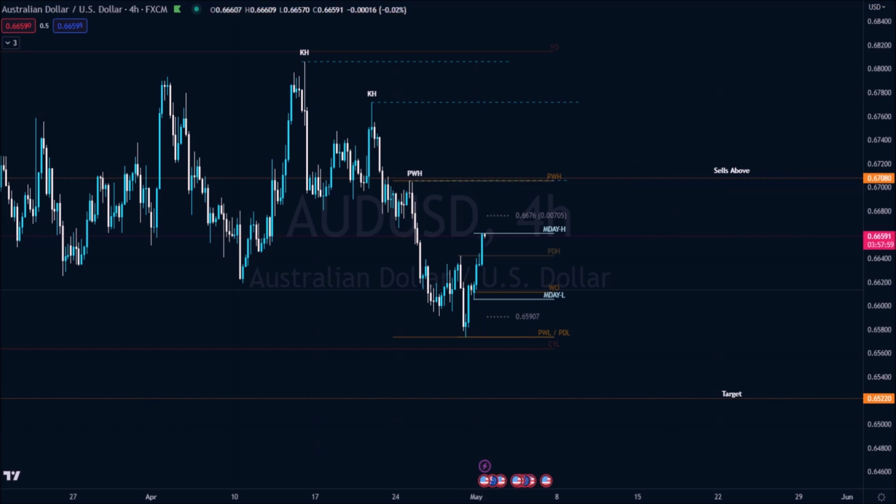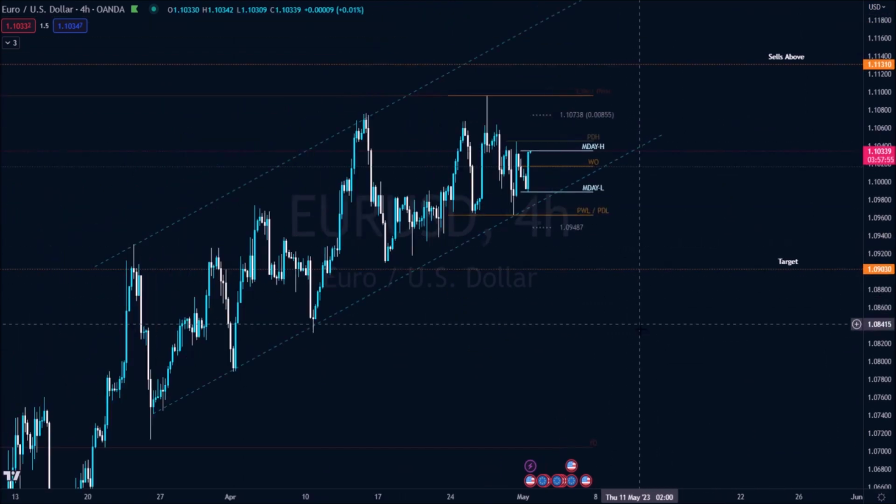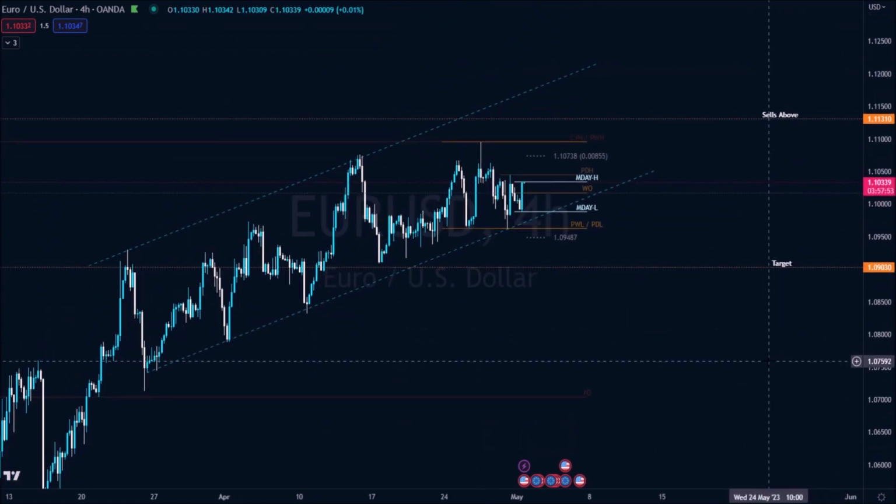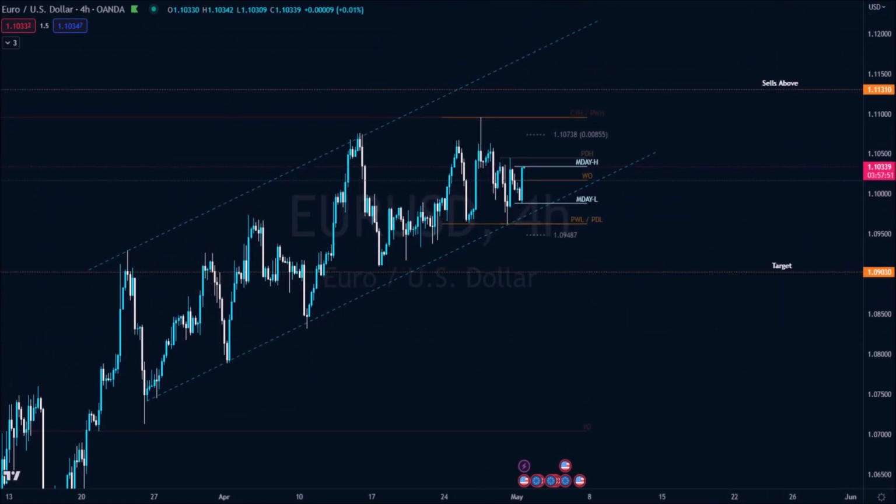Let's take a look at Euro USD. A little stronger than Aussie dollar, so I do prefer Aussie. If I'm going to take any instrument to the downside, it's going to be Australian dollar, but it's going to be after that interest rate decision.